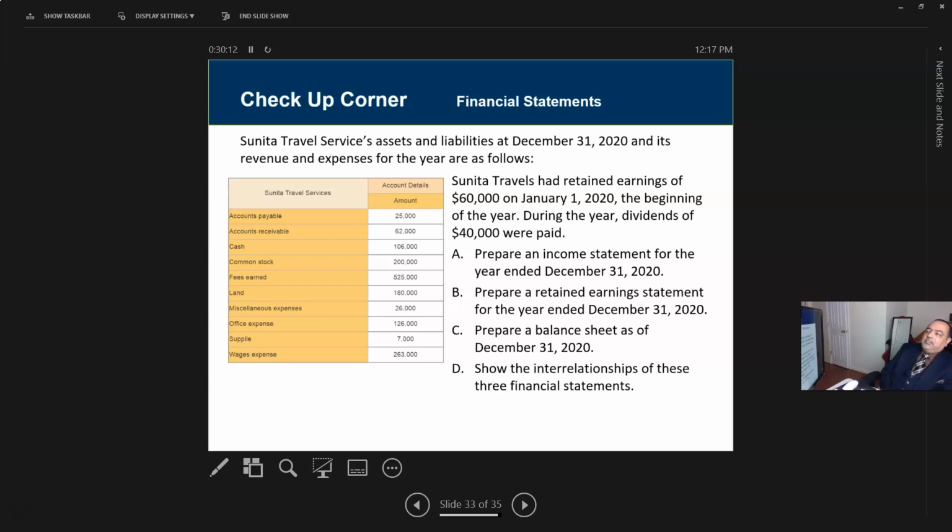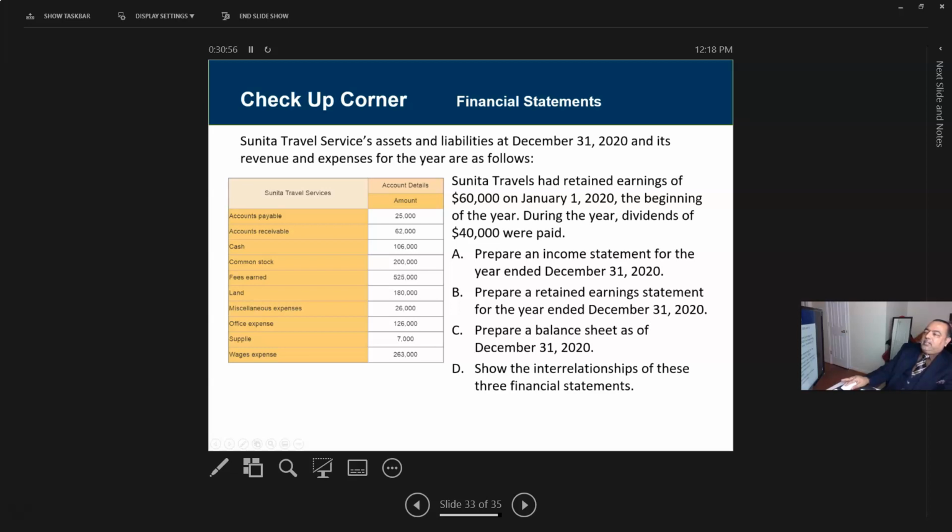Supposing, let's see, we are given this information: Sunita Travel Service assets and liabilities as at December 31st, 2020, and its revenues and expenses for the year are given as follows. We have accounts payable, that's a liability; accounts receivable, an asset; cash, an asset; common stock, a part of stockholders' equity; fees earned, a revenue; land, an asset; miscellaneous expense, an expense; office expense, also an expense; supplies, an asset; wage expense, an expense. Now, Sunita Travel had retained earnings of 60,000, so that's the opening balance. During the year, dividends of 40,000 were paid. That's the additional information.